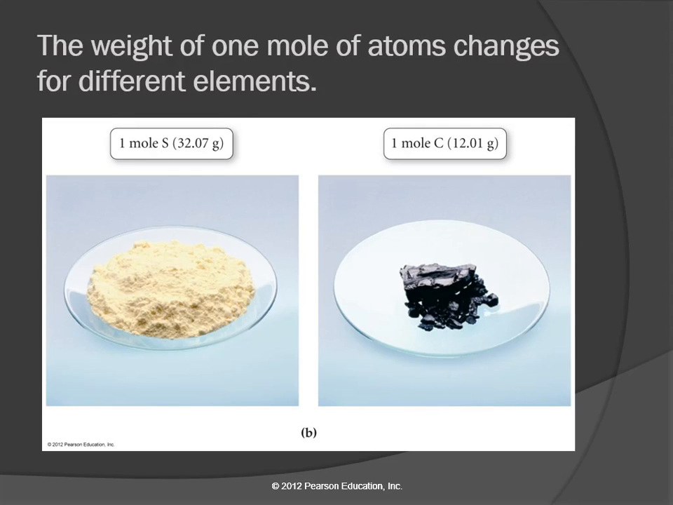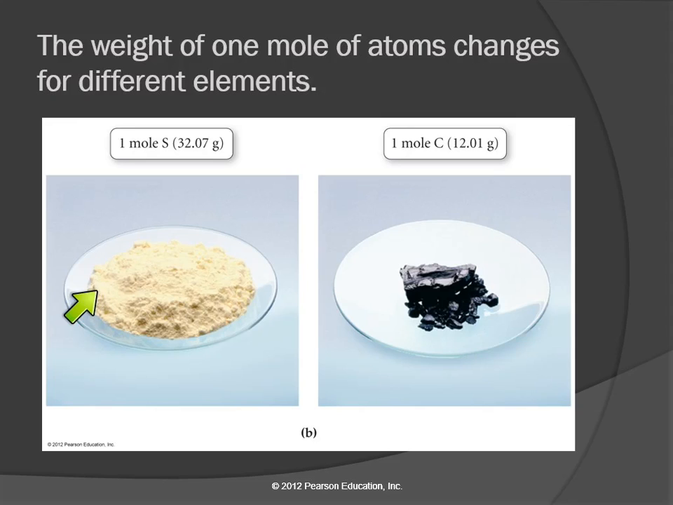Same is true for atoms. The atoms do not all have the same mass. In fact, atoms of different elements have different masses, just like the nails do. So the weight of 1 mole of atoms, the chemist's dozen of atoms, is going to change for different elements.